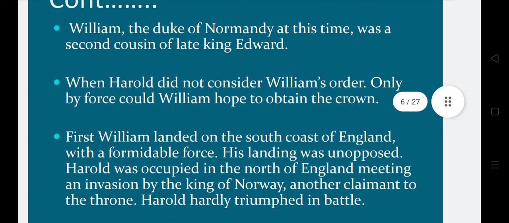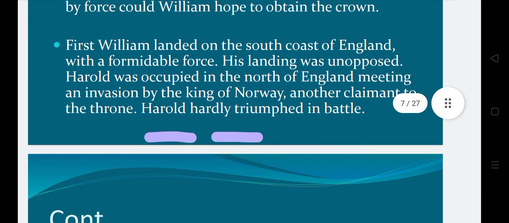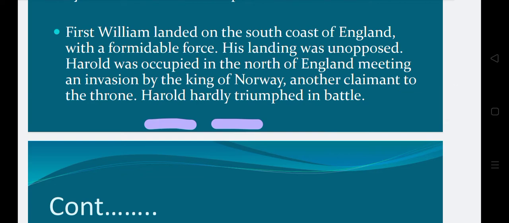William the Conqueror, a Norman and Duke of Normandy, was a second cousin of the late King Edward. When Harold did not consider William's claim, only by force could William hope to obtain the crown. So what actually happened? First, William the Conqueror landed on the south coast of England with a formidable force. His landing was unopposed, as Harold, the king of England at that time, was occupied in the north of England, meeting an invasion by the King of Norway, who was another claimant to the throne.